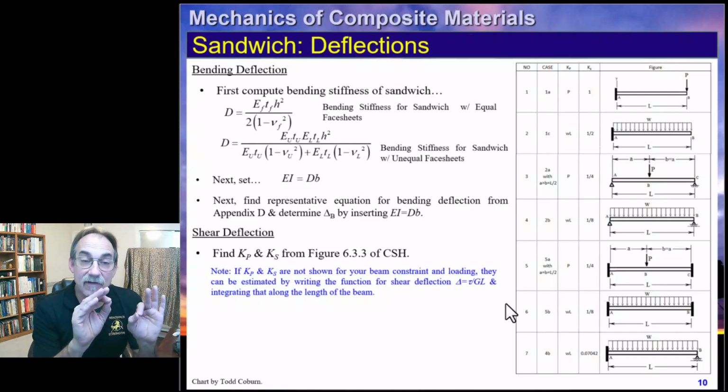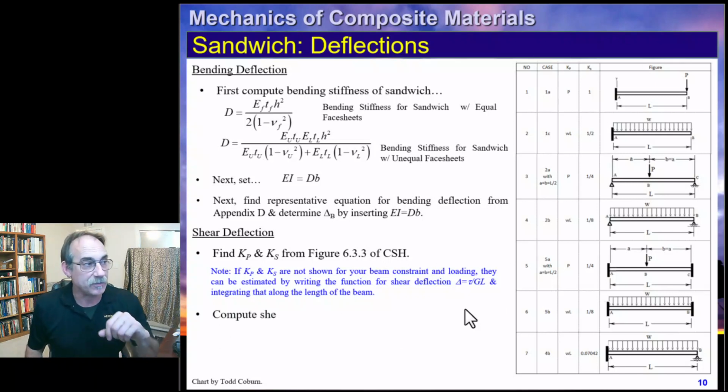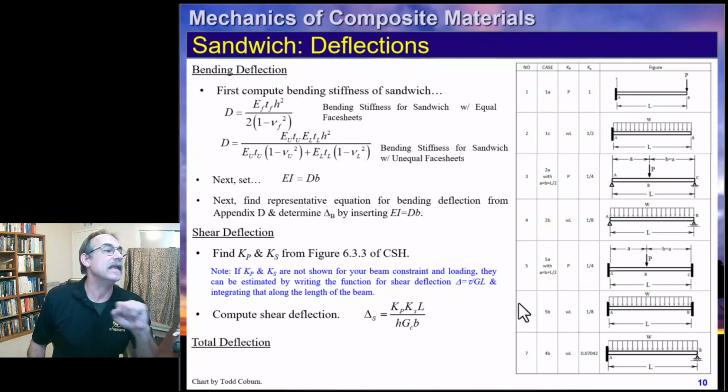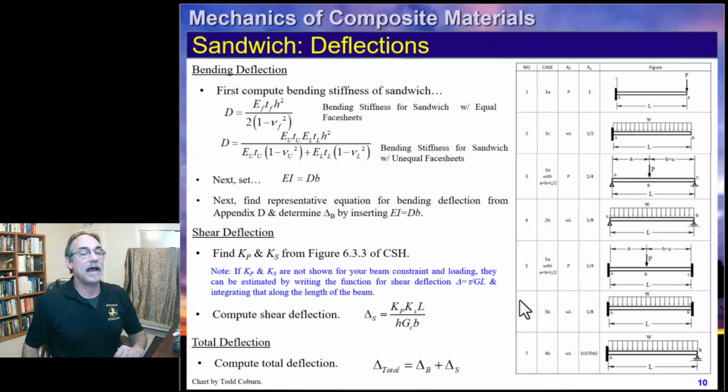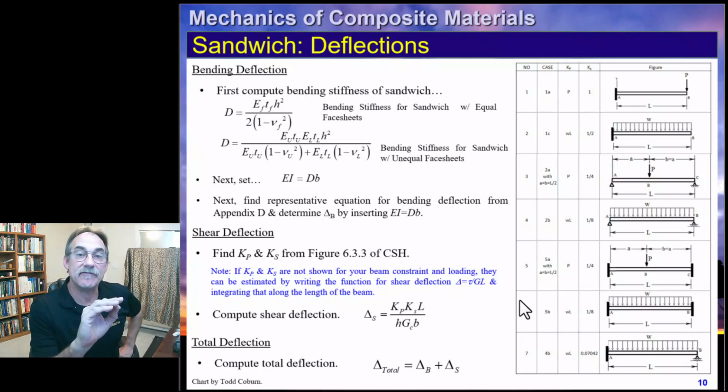But if we can find our beam here, we can just grab those numbers and plug them into this equation right here. Plug in our Kp, Ks, the length of the beam, the h parameter, the core shear stiffness, and the width of the beam, and that gives us the shear deflection of the beam. We now can calculate the total deflection by adding those two together. Simple. So this method will allow us to get fairly representative deflections of beams without too much complexity.